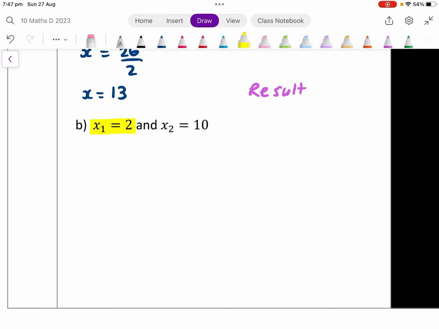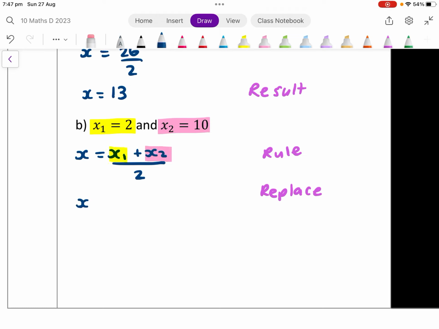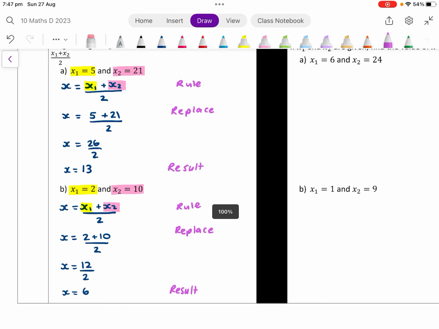So we are going to firstly write out our rule. So our rule is x equals x1 plus x2 all divided by 2. So we have written out our rule. Now we are going to replace our x1 with 2 and our x2 with 10. So we will get x equals 2 plus 10 all divided by 2. Now 2 plus 10 is 12, all divided by 2 gets us to have x, our result, equals 6. So we have done our rule, replace, and result.